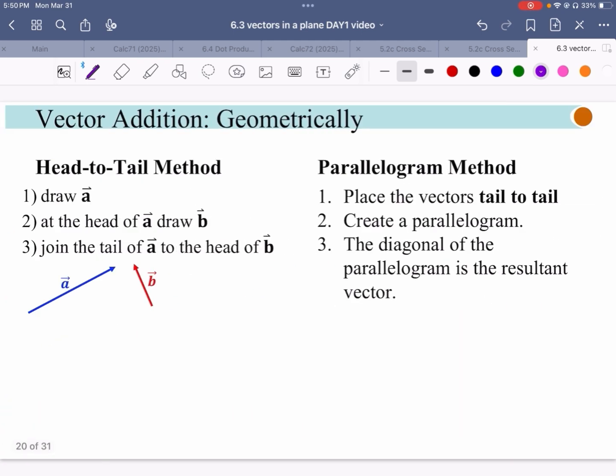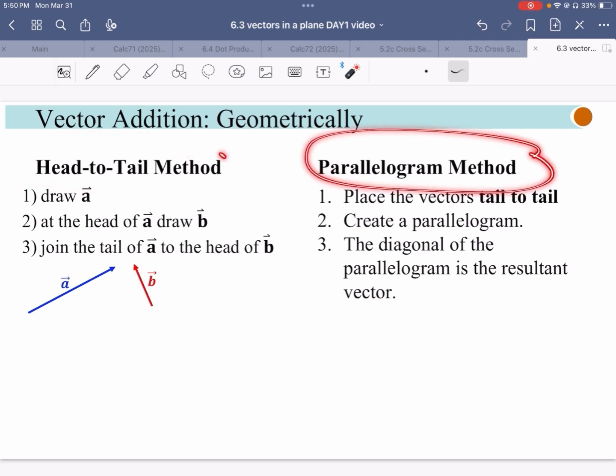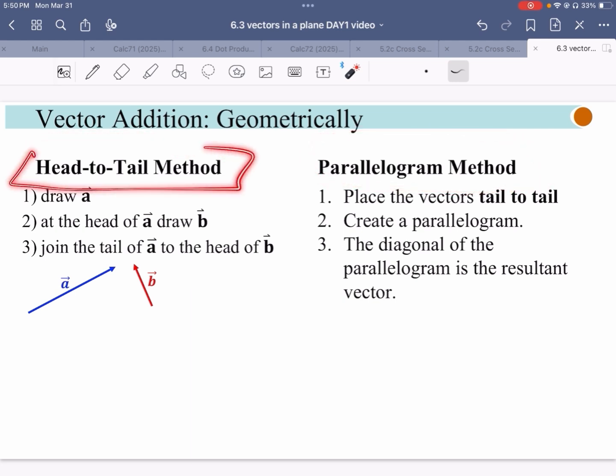Vector operations. First, we're going to talk about doing vector addition geometrically. Now, there's two methods that are popular with adding vectors geometrically. One of them is called the head-to-tail method, sometimes called the triangle method, and the other one is called your parallelogram method. To find the sum using the head-to-tail method, you're going to draw vector A, and then at the head of vector A, you're going to draw vector B. There is vector B that's given, and then we're going to join the tail of A to the head of B. So basically, it's going to look like this.